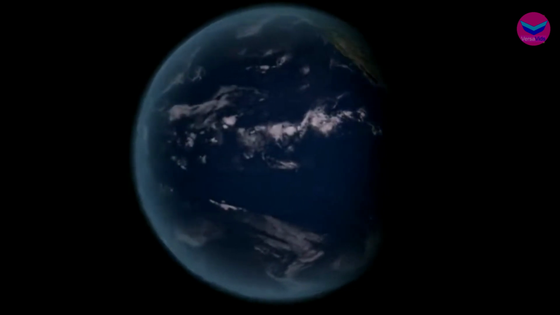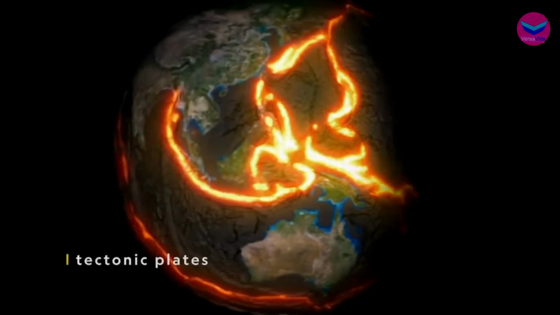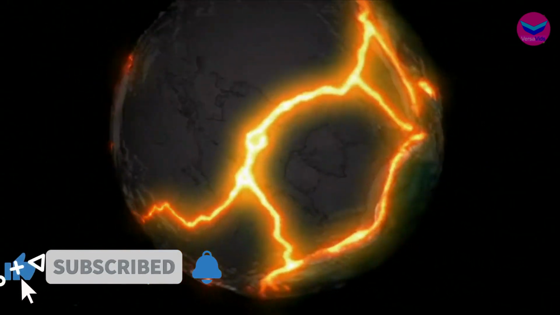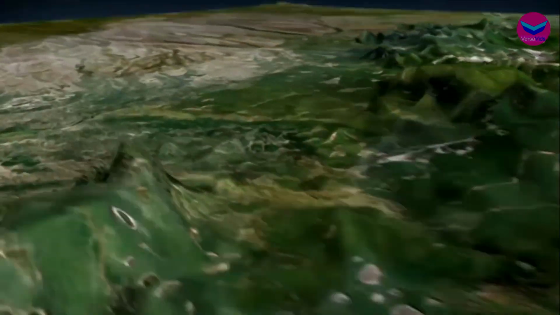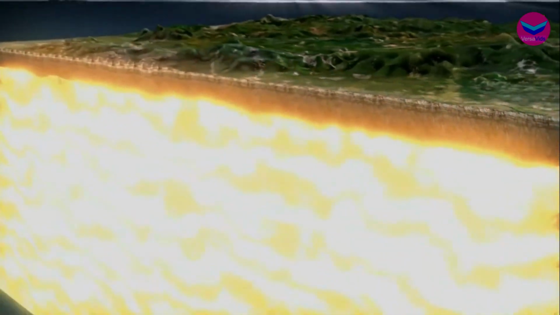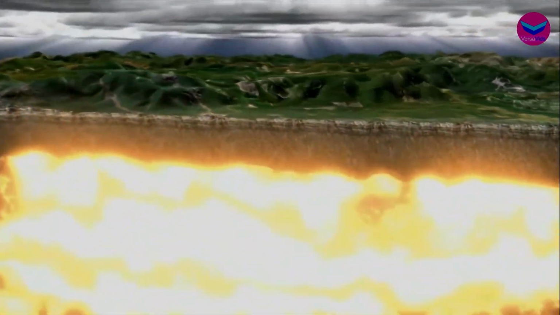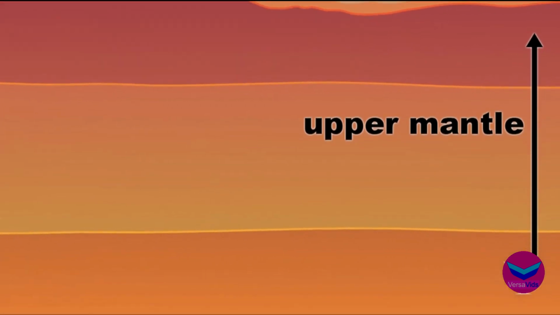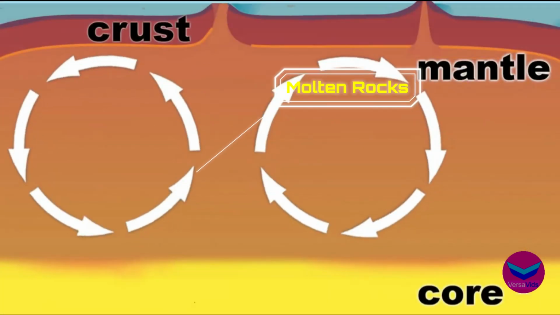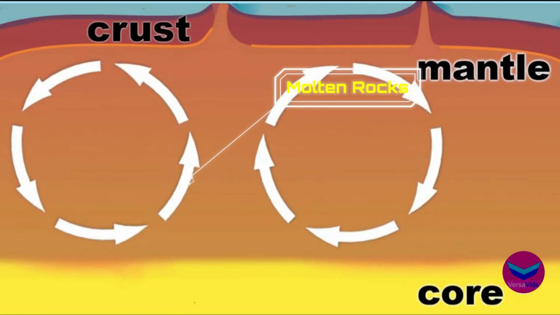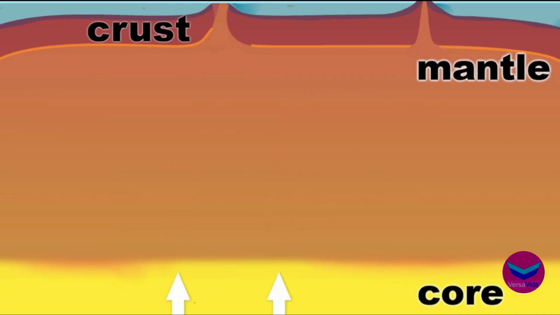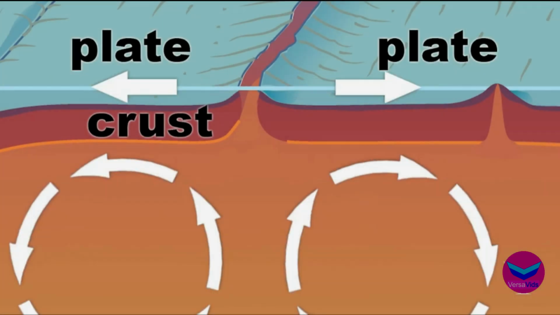The Earth's crust is divided into several large tectonic plates. These plates are in constant motion, moving around on the Earth's surface at a rate of a few centimeters per year. The movement of these plates is driven by the convection currents within the mantle. The mantle is made up of hot, molten rock that circulates in a pattern similar to that of a lava lamp, and this convection process creates a swirling motion within the mantle that causes the tectonic plates to move.